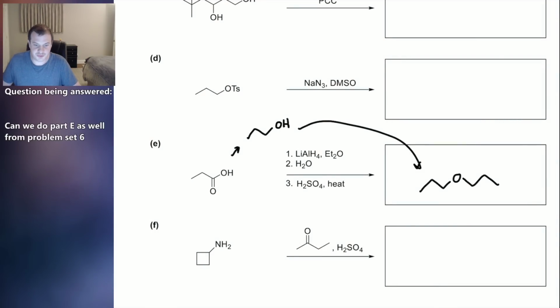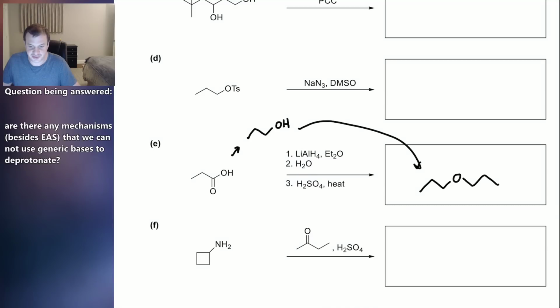Are there any mechanisms besides EAS that we cannot use generic bases to deprotonate? I made a list on the June 3rd lecture notes, I think on page 2, of reactions that you cannot use generic bases for. So that's lecture notes 6.3, page 2. For that, the only other reaction that you can't use a generic base for is E2 reactions, deprotonation of alcohols, and deprotonation of alkynes.